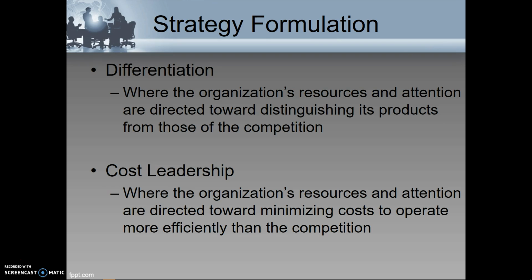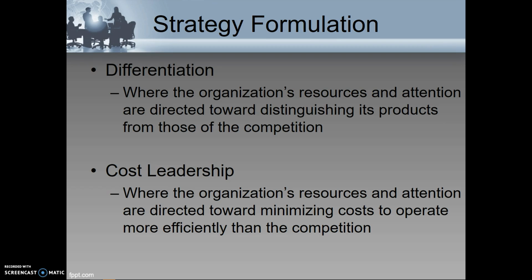So the first one we have is differentiation. So this means we have a broad scope, and we're going to try and compete through differentiating our product from our competitors. This is where an organization's resources and attention are directed towards distinguishing our products from those of the competition, not looking at price, but how do we make our product different. So an example here would be Coke versus Pepsi, right? They're not trying to necessarily be the cheapest, but they're trying to market themselves differently. Pepsi has its taste challenge, saying that theirs tastes better, and so on.